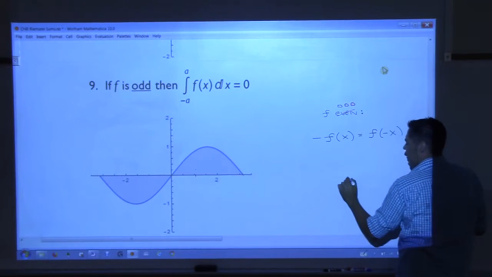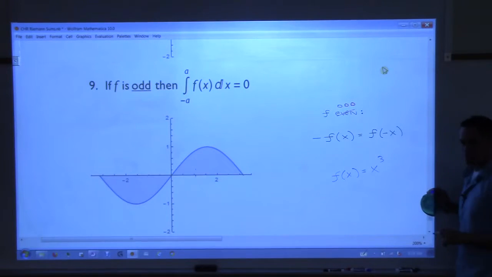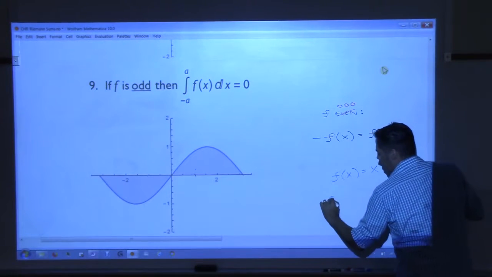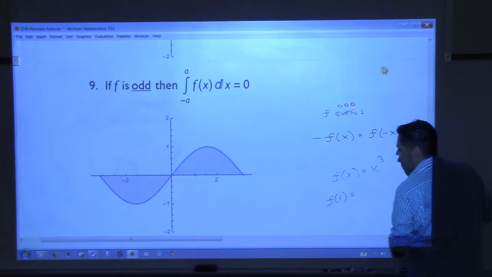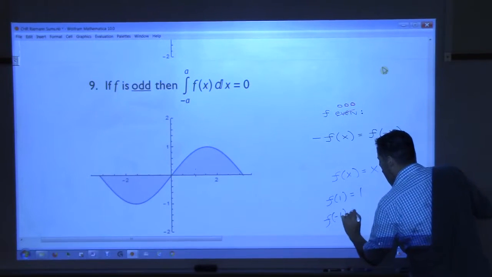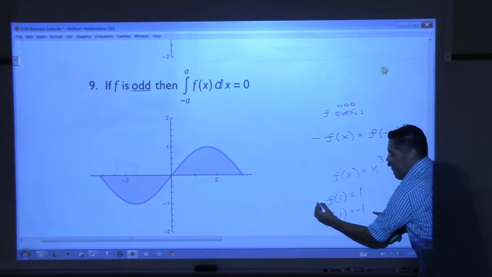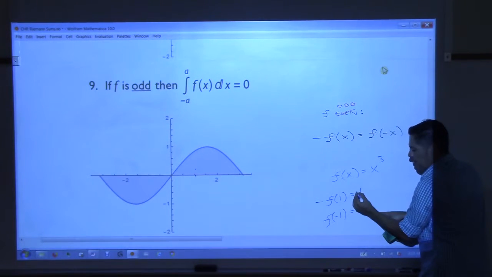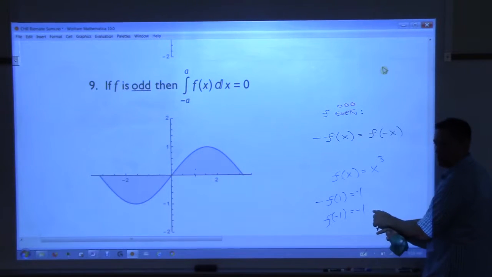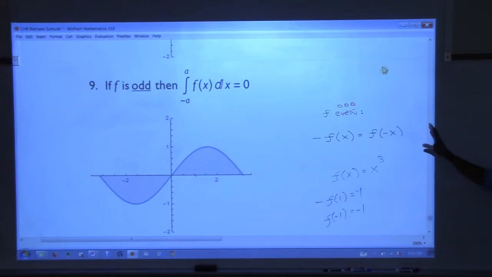So what's a specific example of an odd function? X cubed. Well, it's odd, right? Odd power. Look at this. If I plug in 1, what do I get? 1. But if I plug in negative 1, what do I get? Negative 1. These are not the same, are they? But if I change this to negative f of 1, then that becomes negative, and now they do match, right? So this is what it means to be odd. Now this is a 1414 topic, college algebra.